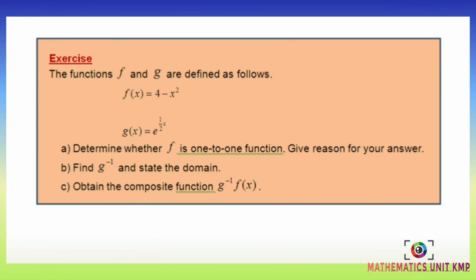For the final of lecture 5, given this exercise, the functions f and g are defined as follows: f(x) equal to 4 minus x squared and g(x) equal to exponent 1 over 2x. Determine whether f is a one-to-one function. You can use the algebraic approach or sketch the graph. And give reasons for your answers.